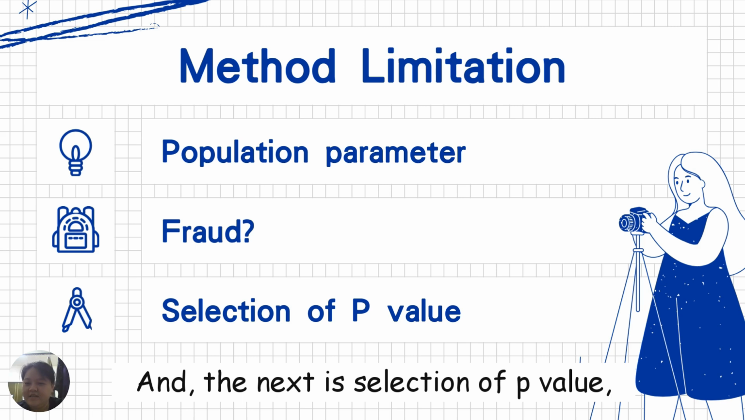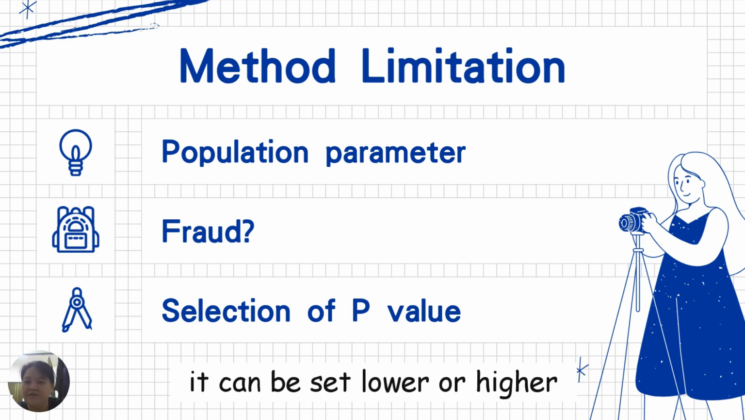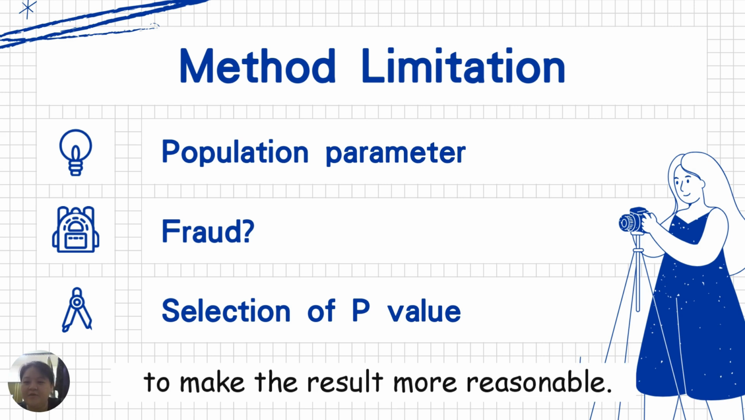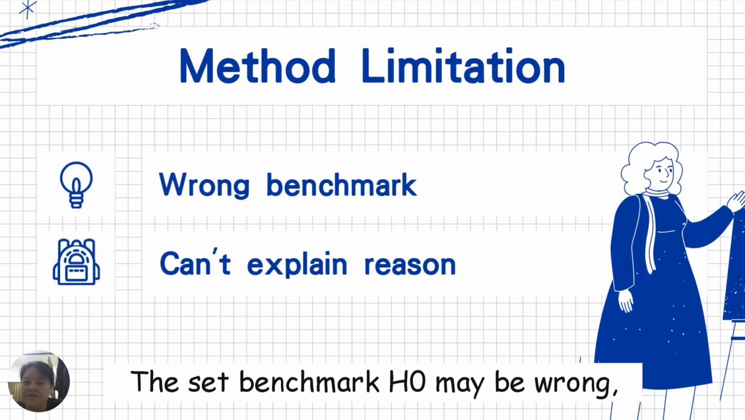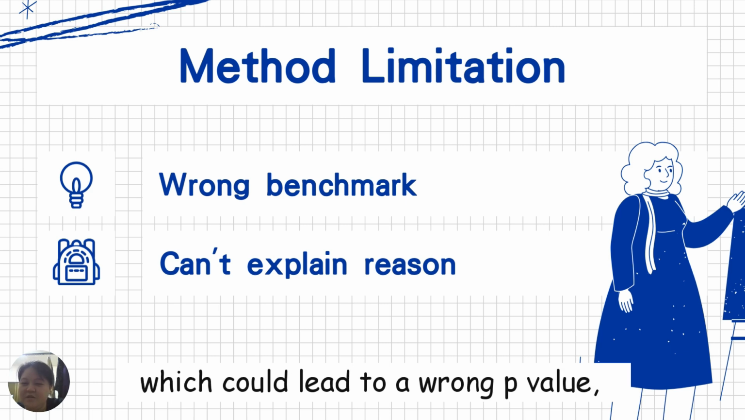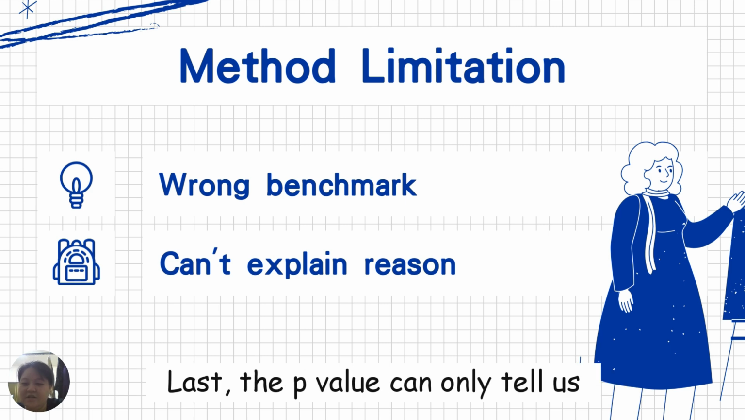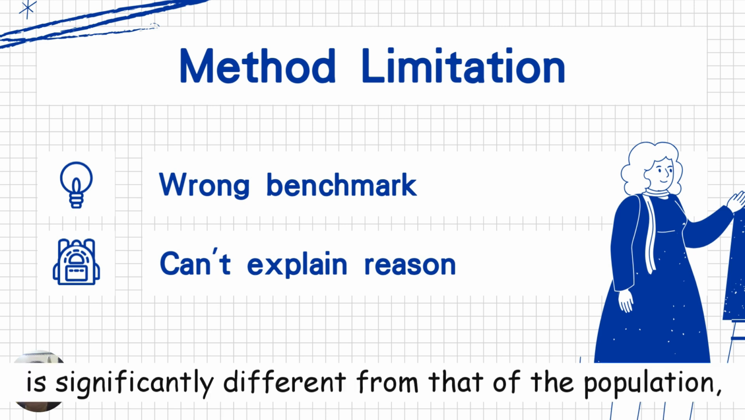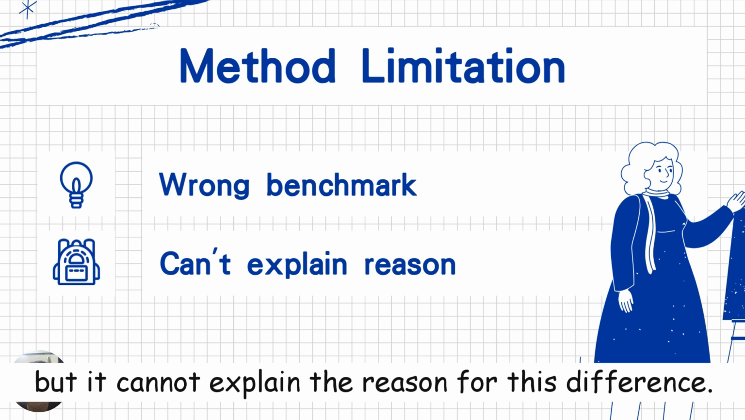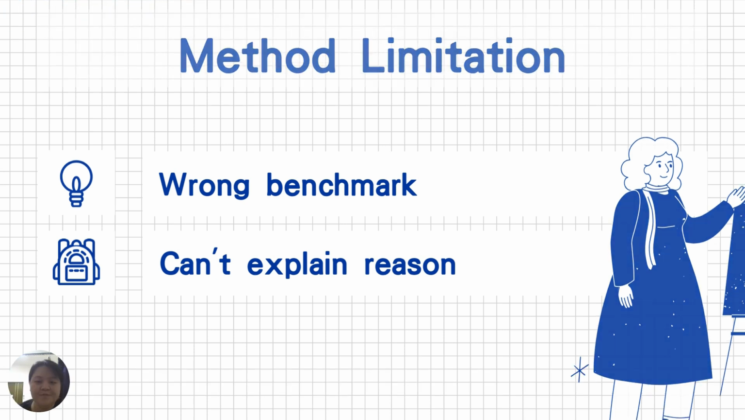And the next is selection of the significance level. It can be set lower or higher to make the result more reasonable. And there might be some problem with the test. The set benchmark H-naught might be wrong, which could lead to a wrong p-value and a wrong decision on whether to accept it or not. And last, the p-value can only tell us whether the mean GPF of the sample is significantly different from that of the population, but it cannot explain the reason for this difference.